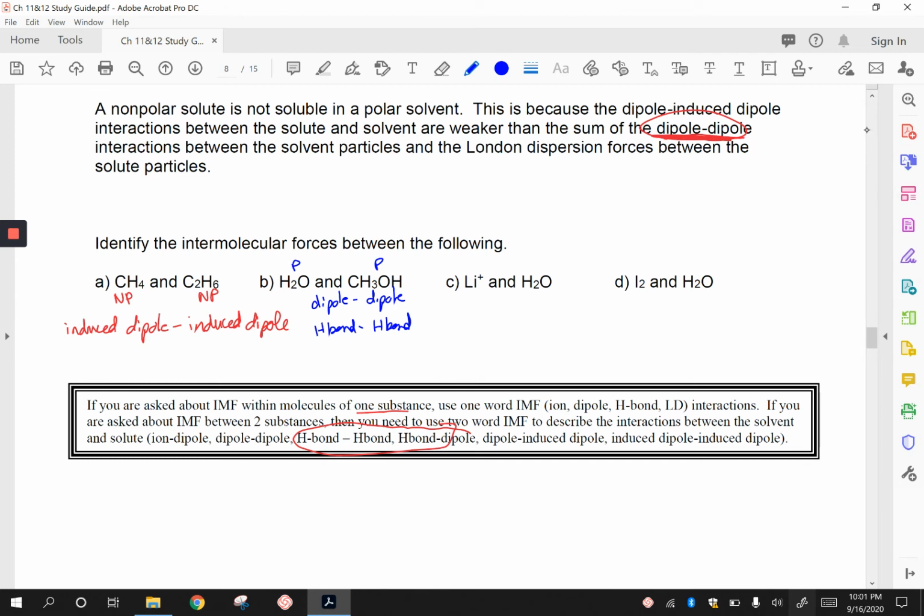Okay, Li plus and H2O. Well, this is ionic and this is polar. So we'd call this ion dipole interactions. I2 and water: this is nonpolar, this is polar. So we'd call that dipole induced dipole interactions.